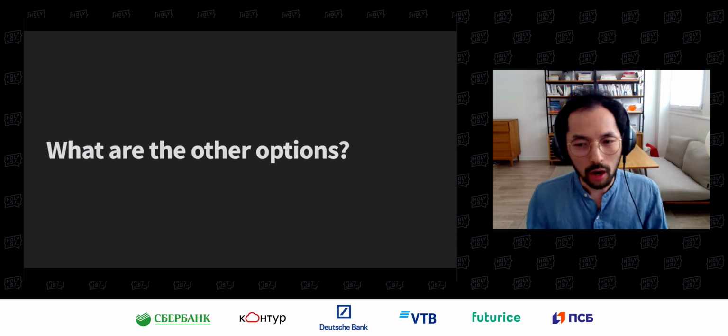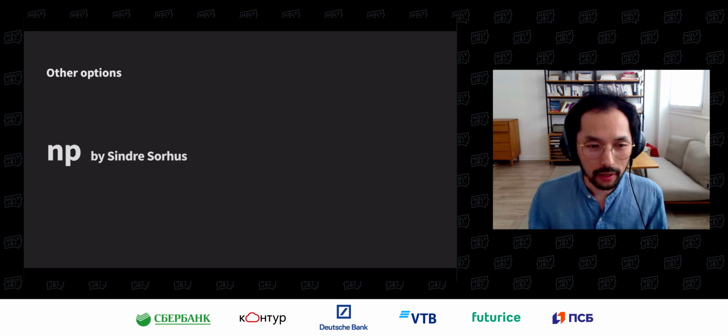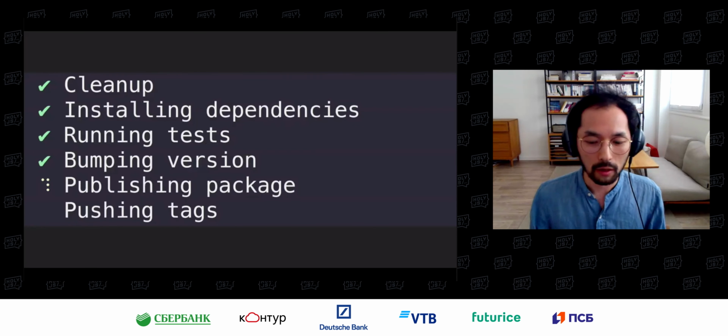Then what are the other options? So I started to look for other options to automate the process a little bit more. For example, we have MP. I'm worried, I'm not going to pronounce his name, but many of you probably have heard of his name. Yeah, he has been doing so much great work, and MP is one of them. And it says a better npm publish, and it is really a better npm publish. So it does its job in a very simple way, clean up, installing dependencies and running tests, bumping version, publishing package, pushing tags. They are very similar.